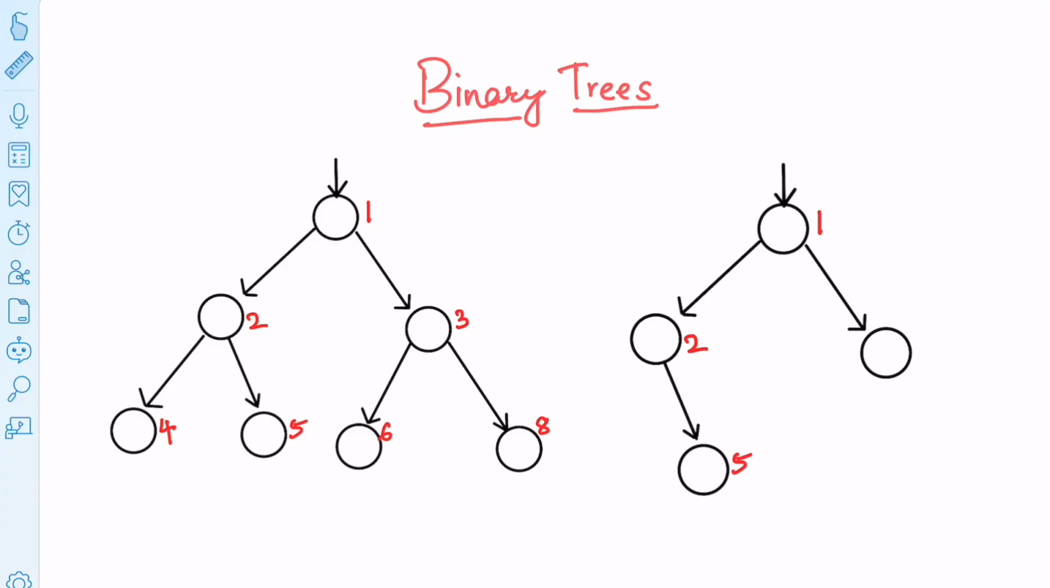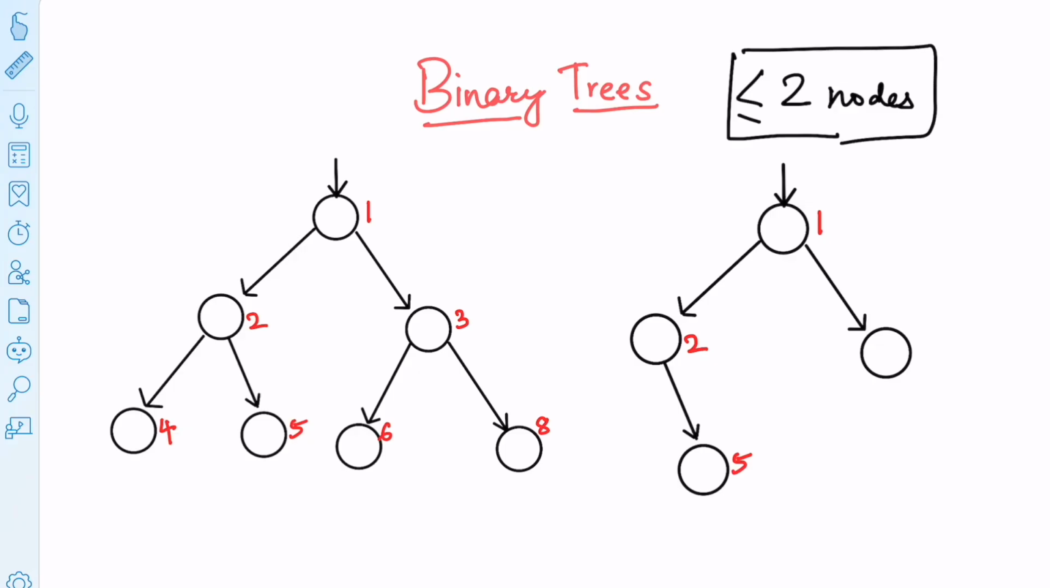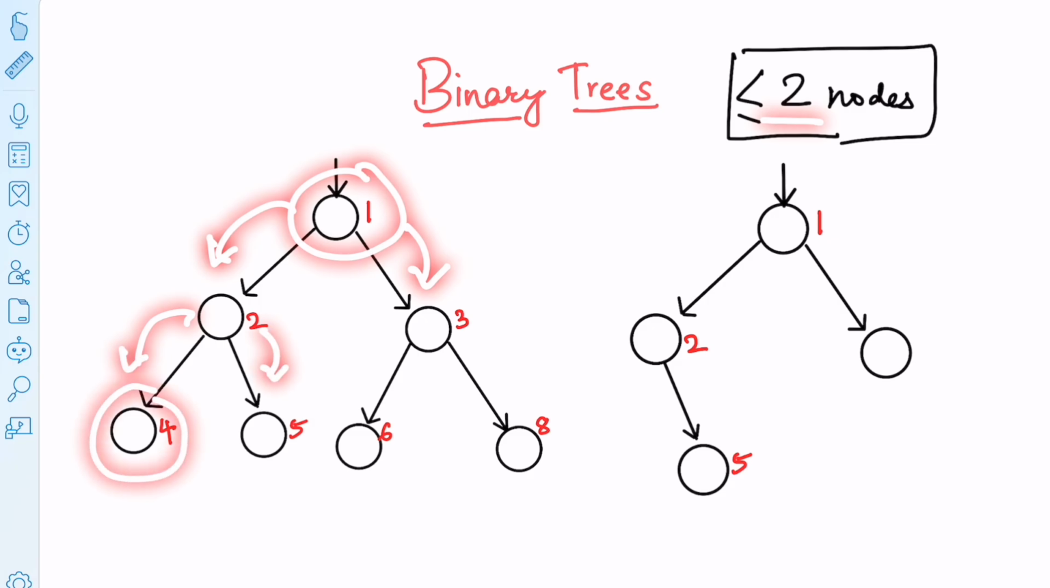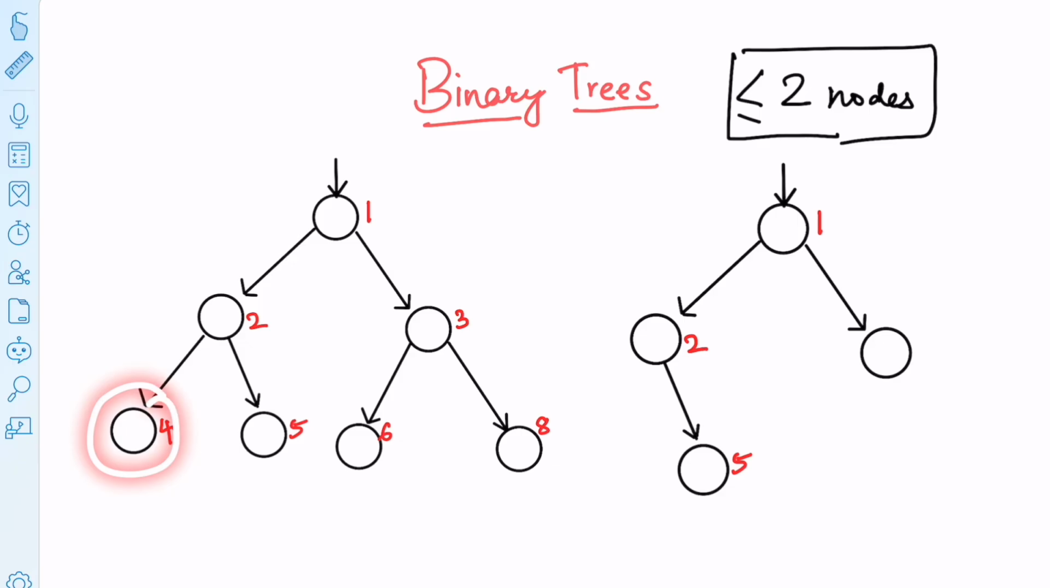Before we wind up this video, let's talk about a special type of tree called a binary tree. A binary tree is a tree where every node will have less than or equal to two children. If we take an example, here the root node 1 has two children, which is again not more than 2. Similarly, for 2 we have two children. If we consider 4 as a node, for 4 we have 0 children. So this again conforms to this particular property, so this is a binary tree.